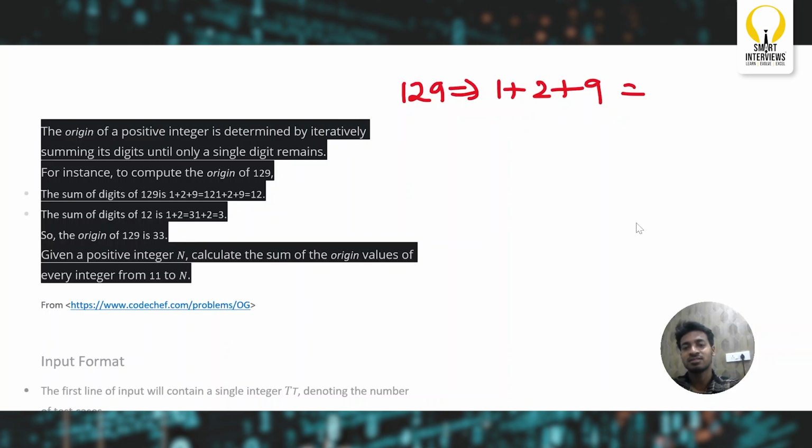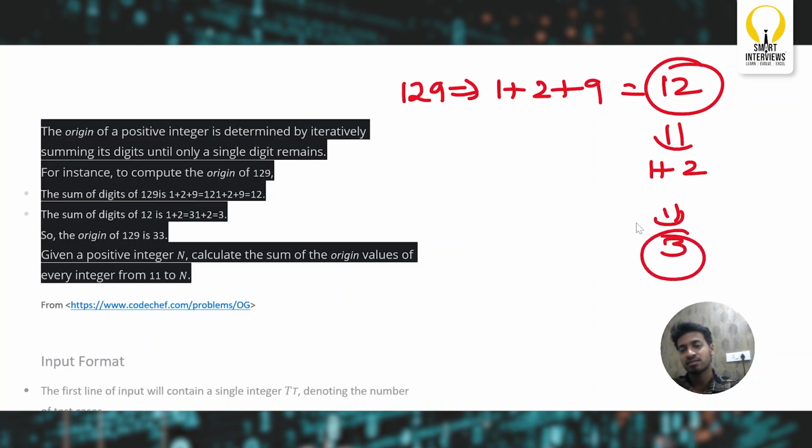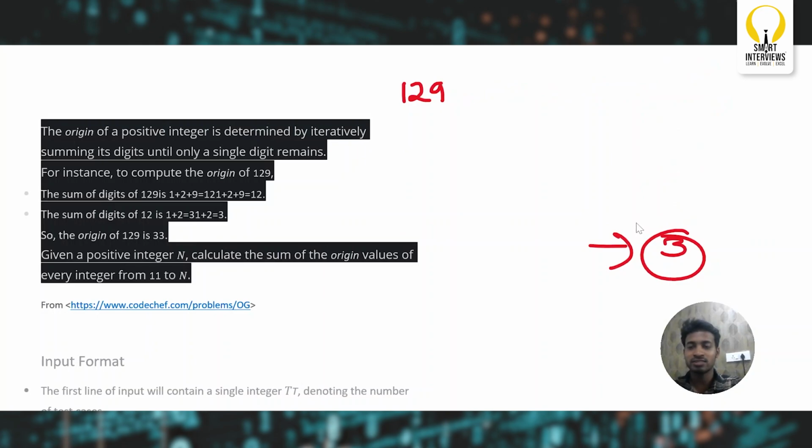What is the sum of these digits? 9 plus 2 is 11, plus 1 is 12. So the sum will be 12. Now again on 12, you need to perform the same operation until you get to one digit. So you'll get 1 plus 2, which is 3. So 3 is what you have reached. 3 is a single digit. Now they are calling this the origin of 129.